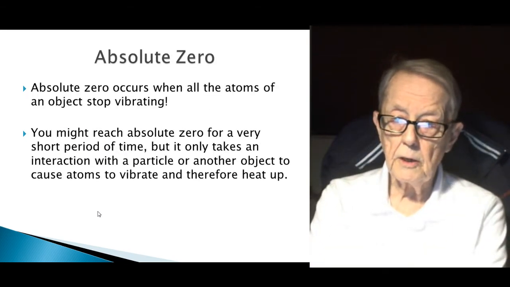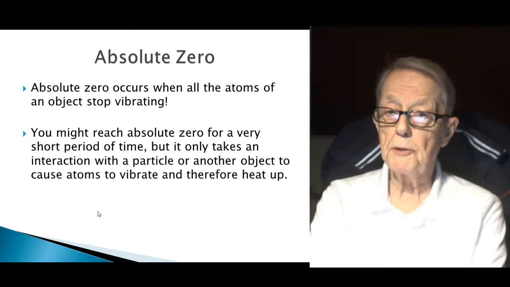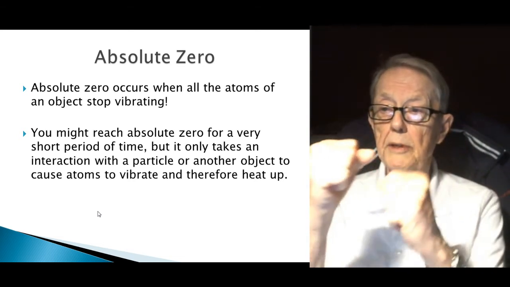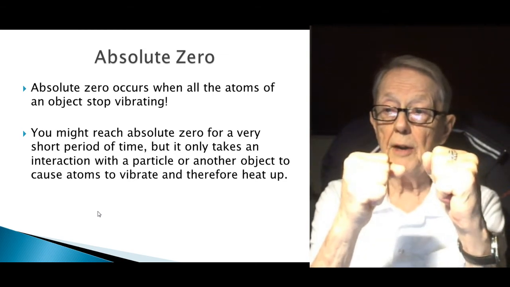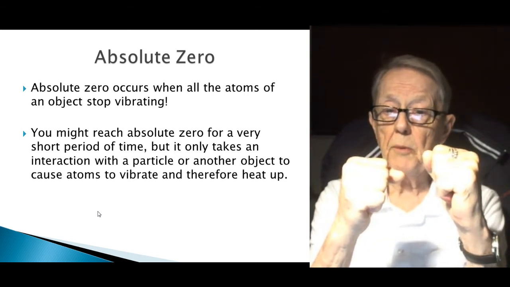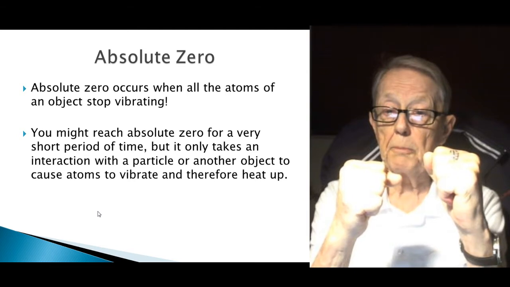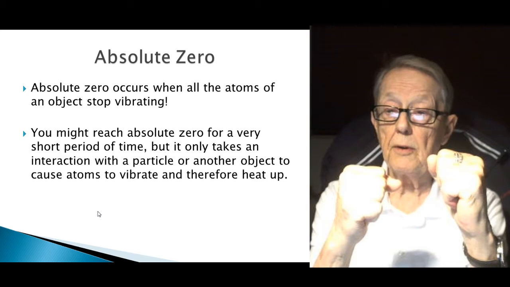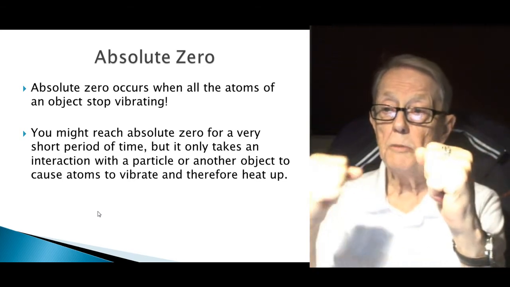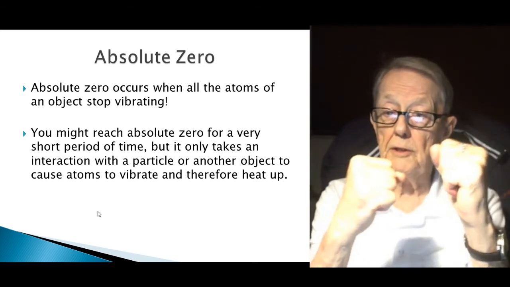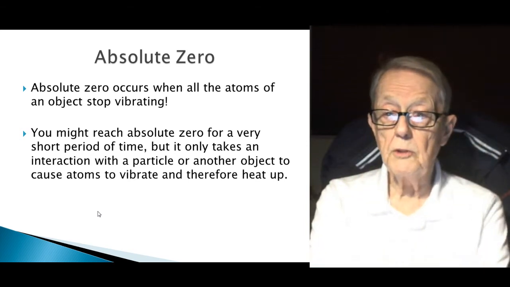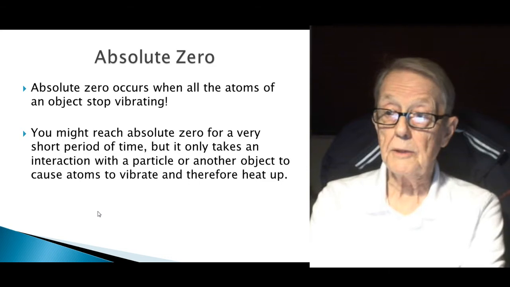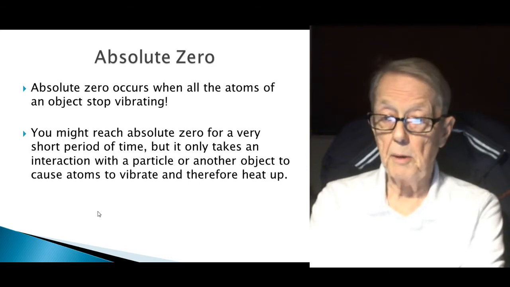Well, let's look a little bit more. What about absolute zero? Absolute zero occurs when all the objects stop. It's a crystalline form and they're not vibrating. You might reach absolute zero for a very short period of time, but it only takes one interaction with another particle or an object that comes in and hits and causes these things to vibrate. So you don't stay at absolute zero very long, or if at all, because there's always something coming around bombarding the object.